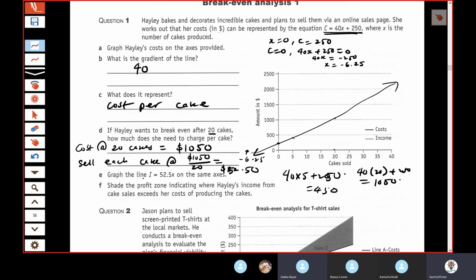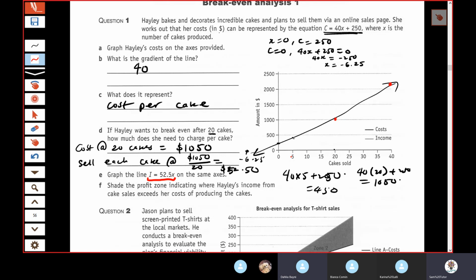And then graph the line I equals 52.5x on the same axis. Okay, let's just graph this, on a different graph. I equals 52.5x. So when x is 40, I'm going to sub it in. 52.5 times 40 gives me 2100. So at 40, it's 2100, somewhere there. I'm just guessing these, it's an estimate. At 20, it is 1050, which is what we know.